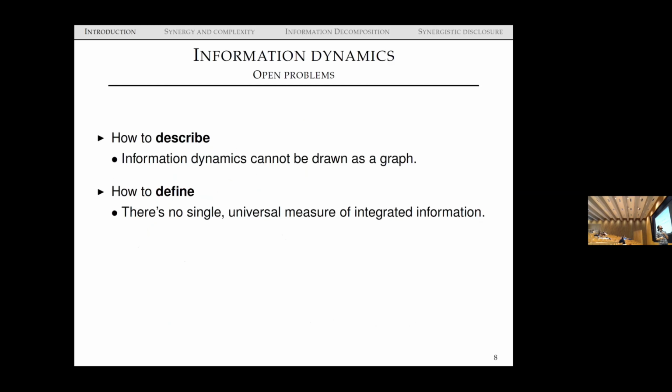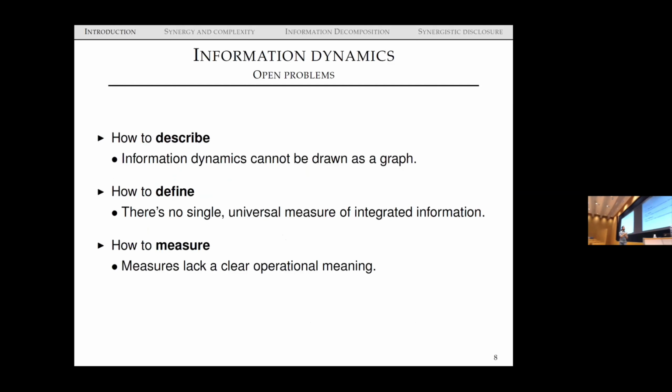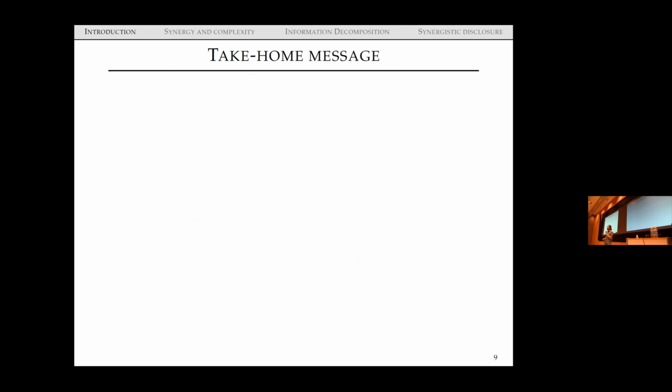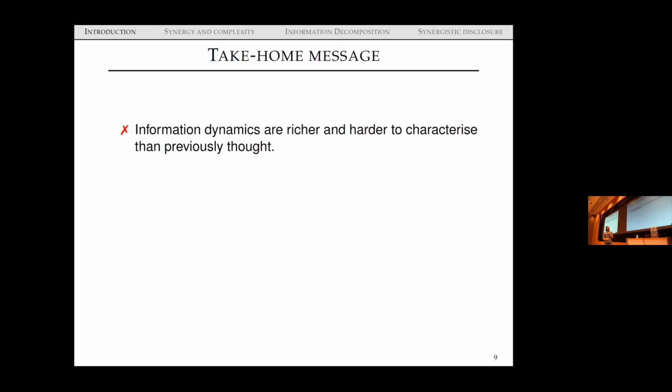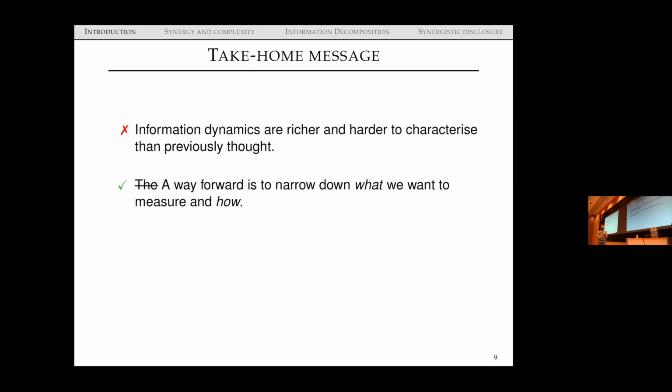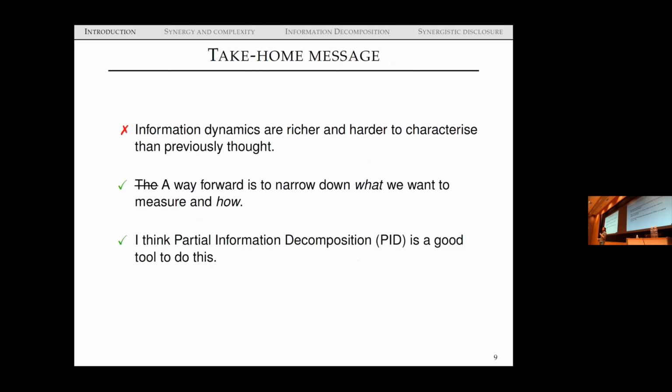Okay. So as a final problem, I'll say that we still don't know very well how to measure these things. Most of these measures of information dynamics, phi and others, lack a clear operational meaning. So the take-home message of this talk is, first, the information dynamics are actually richer and harder to characterize than previously thought, and that a way of going forward is to narrow down what we want to measure and how. And I think partial information decomposition, or PID, is a really good way to do this, and I'll give a brief introduction to PID later in the talk.